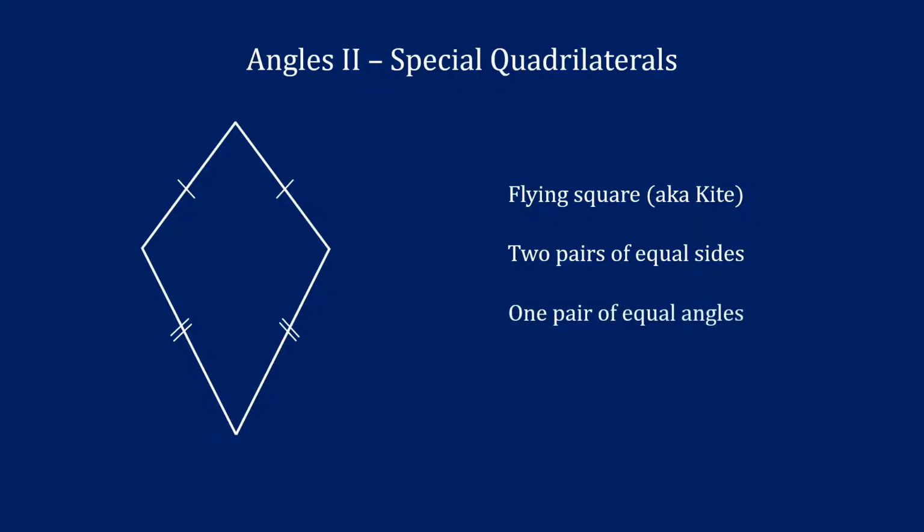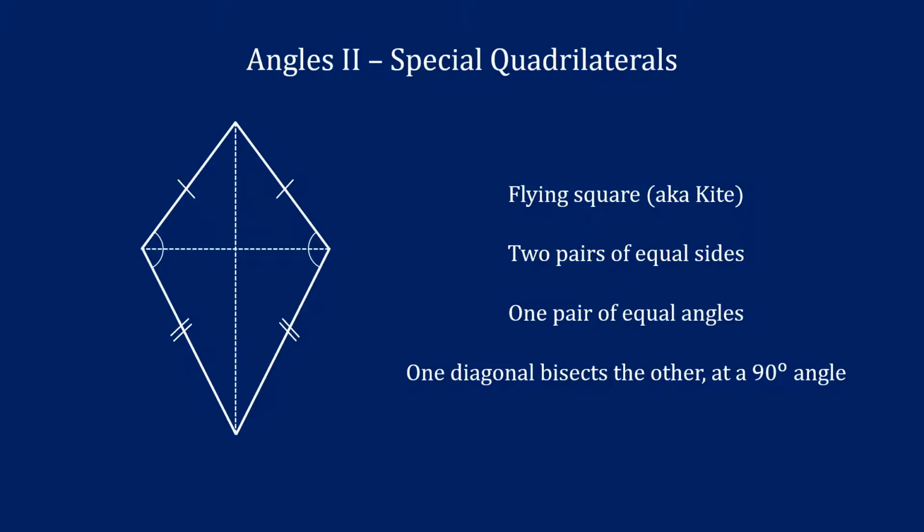Cool. Kites have 1 pair of equal angles, and it's those guys over there. The other 2, very importantly, are not equal. Cool. Then, 1 diagonal bisects the other at a 90-degree angle. Meaning, when you draw your diagonals, only one of them cuts the other one in half. In this kite, it's easy to see that the horizontal one was cut in half and the vertical one wasn't. That's always the case, yeah? And when they bisect each other, it's at a 90-degree angle. So all the angles in the middle, where the diagonals meet, are 90 degrees.